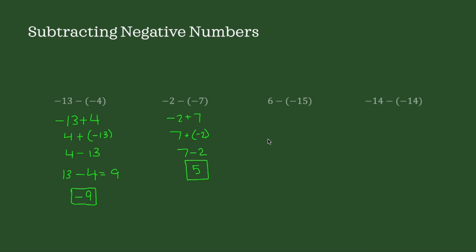Let's try this one. 6 minus negative 15. Now, a positive number is interacting with this, so when we subtract a negative number from a positive number, the result is going to be greater than 6. So this is in fact 6 plus 15 because the negatives cancel out, and 6 plus 15 is equal to 21.